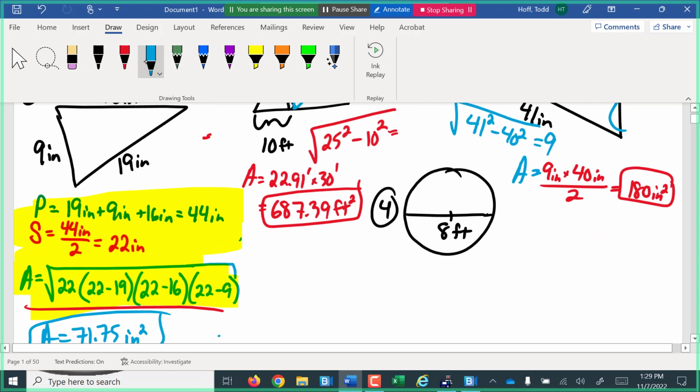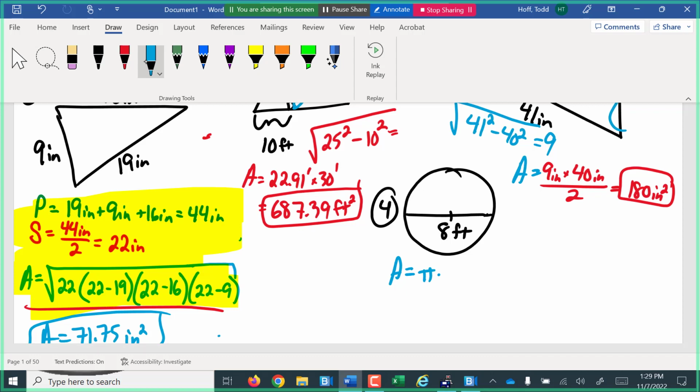Number 4. Area of a circle. What's the formula for the area of a circle? Pi times what? Radius squared. So here, what's our radius? Four. So pi times 4 squared gives us 50.24 square feet. Perfect.